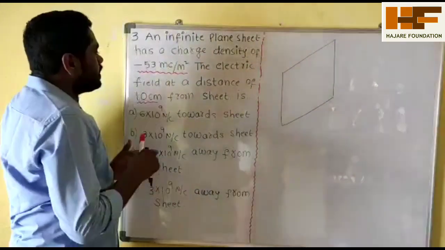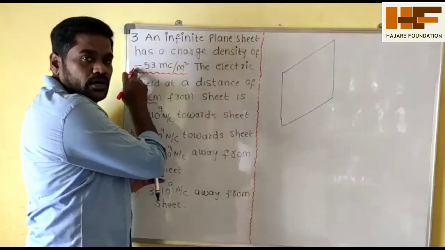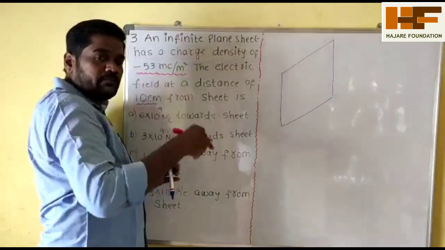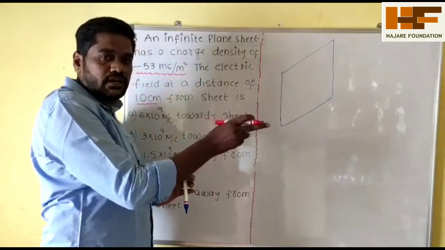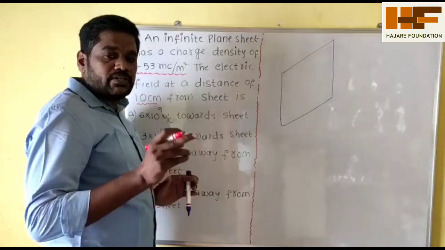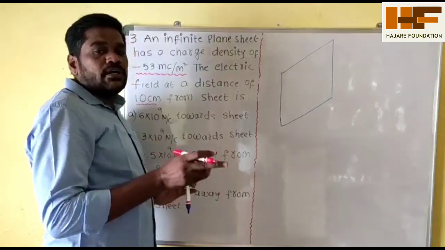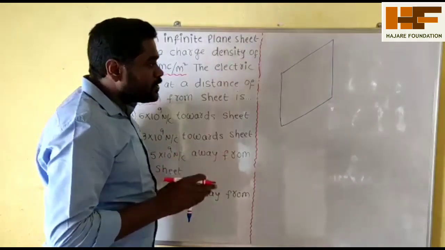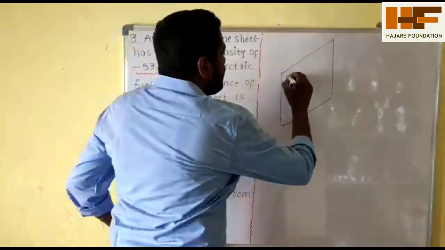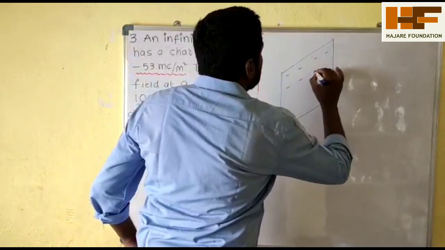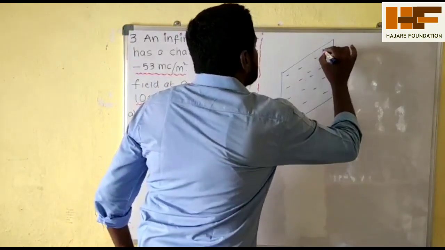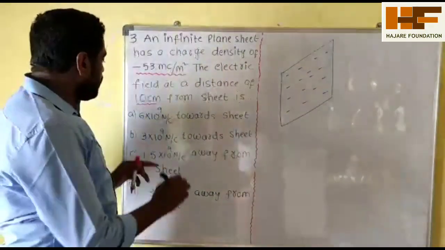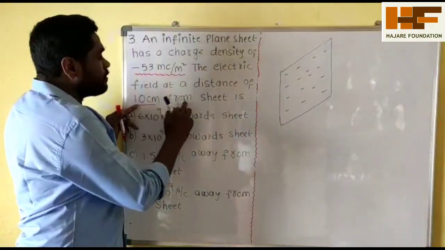Now you see, is the given charge density negative or positive? Negative. In the previous problem, what I told you: if the given charge density is negative, the charge on the body is negative. If the given charge density is positive, the charge on the body is positive. Therefore now here you can decide that the charge on this infinite plane sheet is negative in nature. We have assumed. So next what? At what distance? 10 centimeter from the sheet.